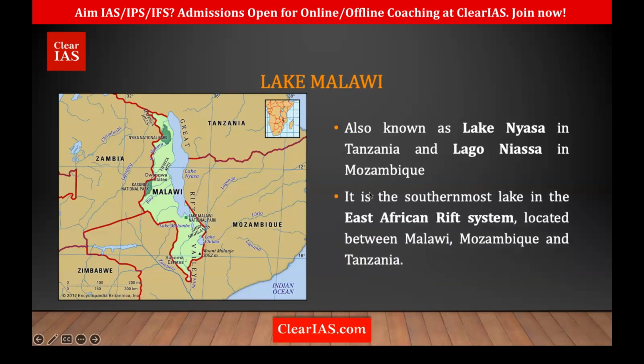It is the southernmost tip of the Rift Valley, the East African Rift System. It is located between Malawi, Mozambique, and Tanzania. Actually, Zambia is not a direct border of the Great Rift Valley. We have Malawi on one side, Tanzania, and Mozambique. MMT: Malawi, Mozambique, and Tanzania.